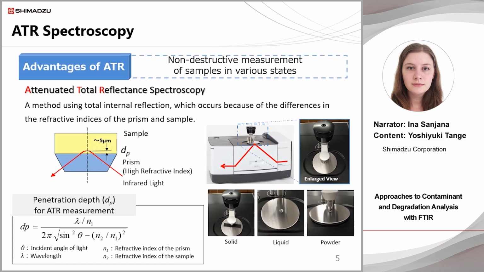This is because the wavelength is proportional to the penetration depth in the sample, as shown in the formula. In other words, from left to right in the infrared spectrum, the penetration depth increases. With ATR spectroscopy, it's possible to measure solids, liquids, and powders without any pretreatment. This makes it simple to analyze samples qualitatively.